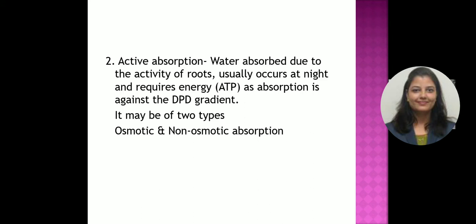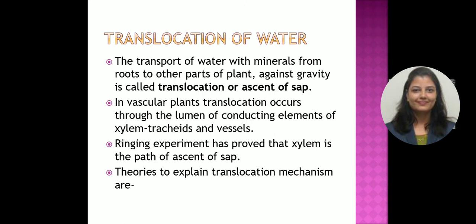Then what is active absorption? That will be definitely the opposite of the passive one. Water is absorbed due to the activity of roots, usually at night, and it requires energy in the form of ATP, as absorption is against the DPD gradient, which is the diffusion pressure deficit gradient. It may be of two types again: osmotic absorption, or non-osmotic absorption.